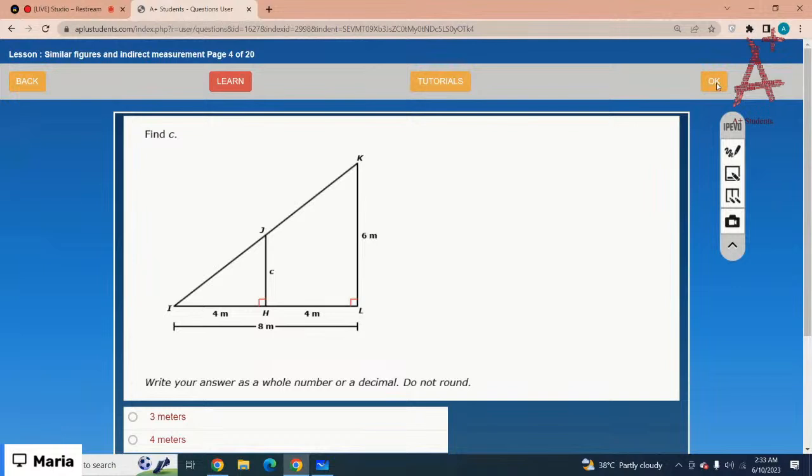Okay, find C. So which is the correct option? It would be 3. You can calculate doing the same method, but I can guess. You can see here this one is 4, but the greater side is 8. This one is 6. Here you have 4, 8. Here you have 6. That means if this is 4, then this would be 3. Got it? That is the ratio between their similar sides. So it would be 3 meters.